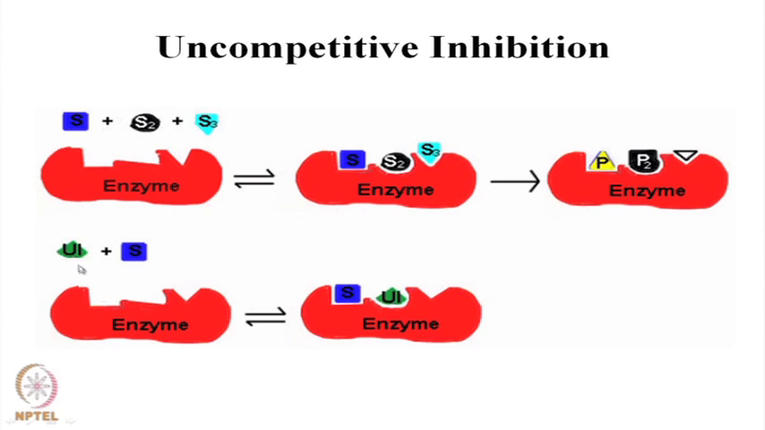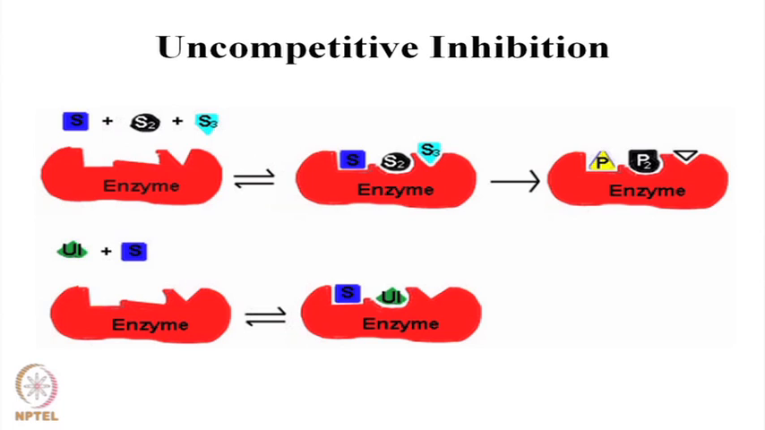Okay. You see that this uncompetitive inhibitor binds with enzyme substrate complex, not with the free enzyme. Its action is important when substrate is already bound with the enzyme. So, when substrate is not present, its action is not discernible, you cannot see its action, but the moment substrate is present, it binds, it stops the enzyme activity, okay, it stops the enzyme activity.